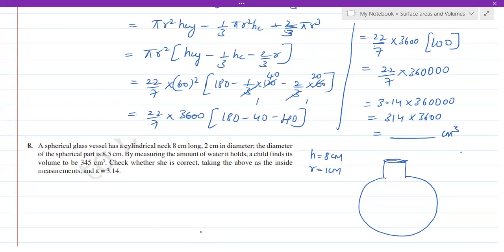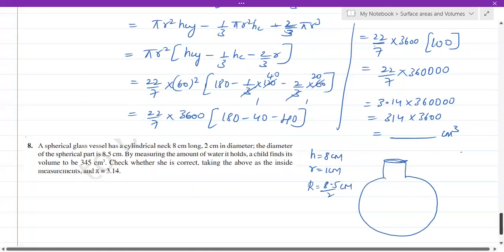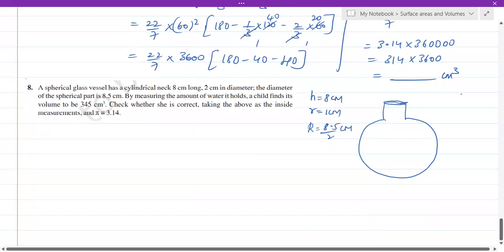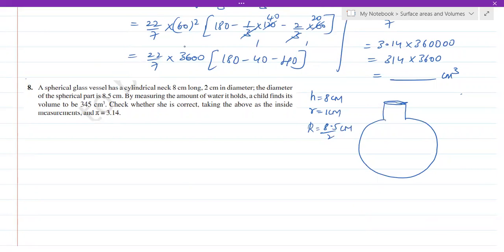The diameter of the spherical part, let me take it as capital D, which is 8.5. So capital R will become 8.5 divided by 2 centimeter. That's the radius of the sphere. The smaller r is the radius of the cylinder. By measuring the amount of water it holds, a child finds the volume to be 345. We have to check whether she is correct or wrong. So this vessel is completely filled with water. We have to find the volume of water inside.